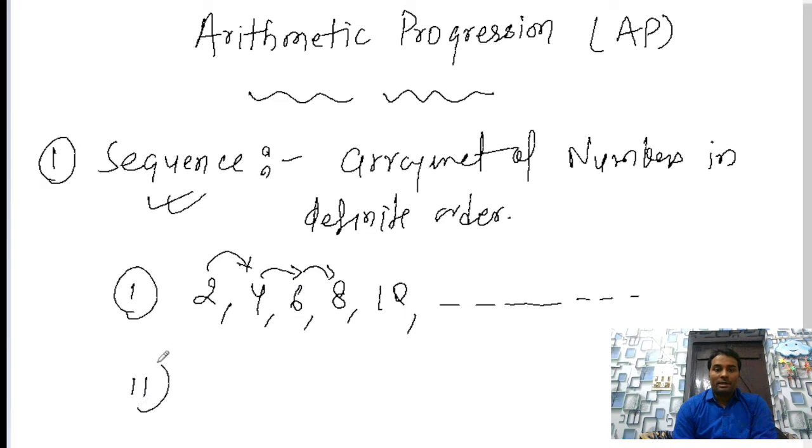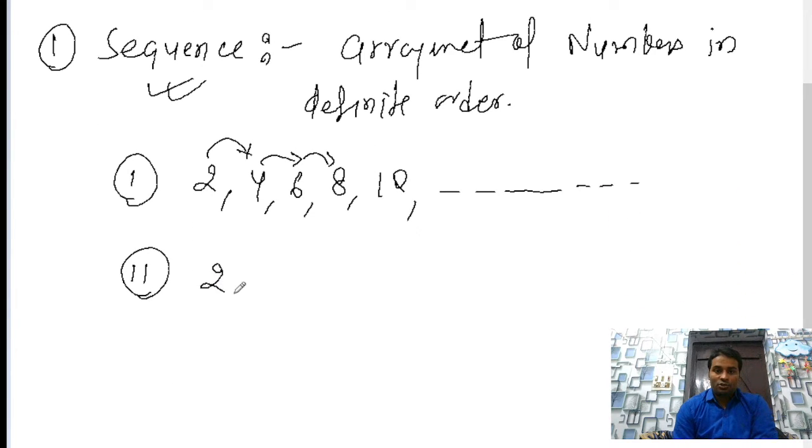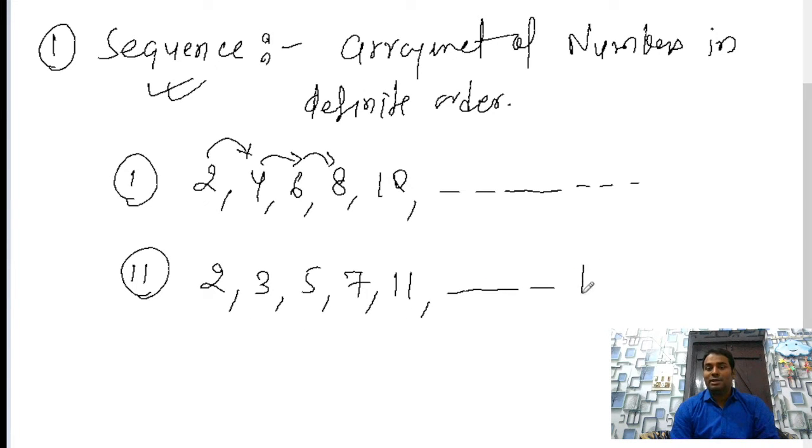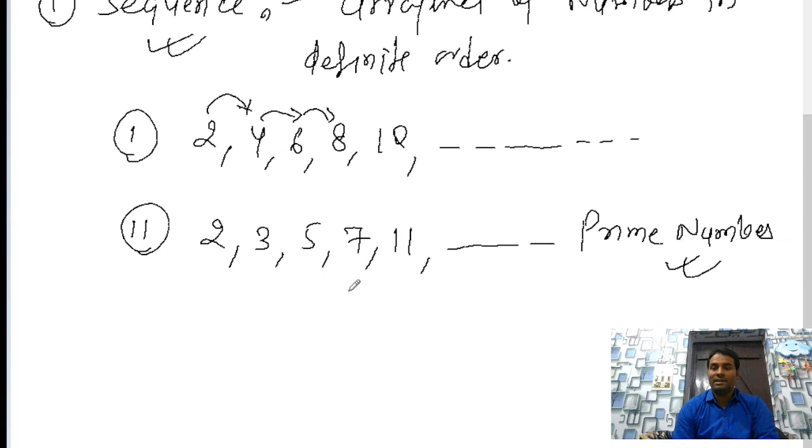Now let me give some more examples here, like 2, 3, 5, 7, 11, and so on. If you see here, these are an arrangement of prime numbers. Again, this one is called a sequence.